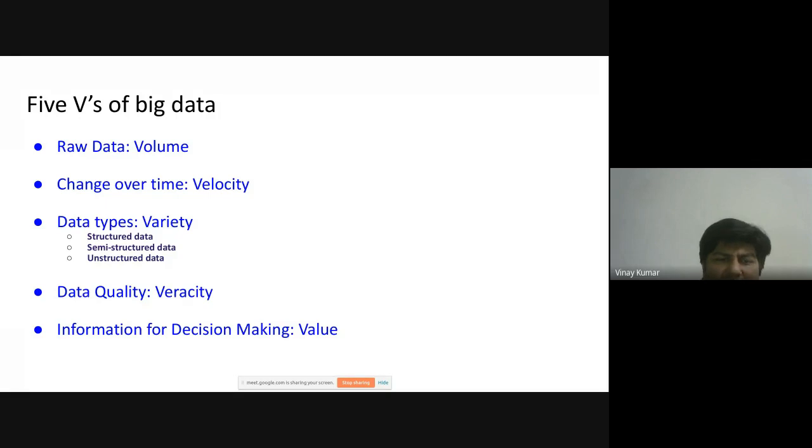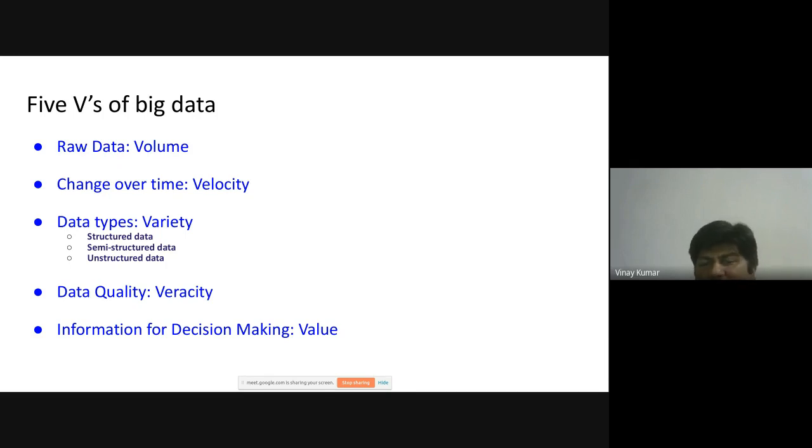The second characteristic is the change over time, that is called velocity. So velocity refers to the high speed of accumulation of data. So in big data, velocity data flows in from sources like machines, networks, social media, mobile phones, etc. So there is a massive and continuous flow of data. This determines the potential of data, that is, how fast data is generated and processed to meet the demands.